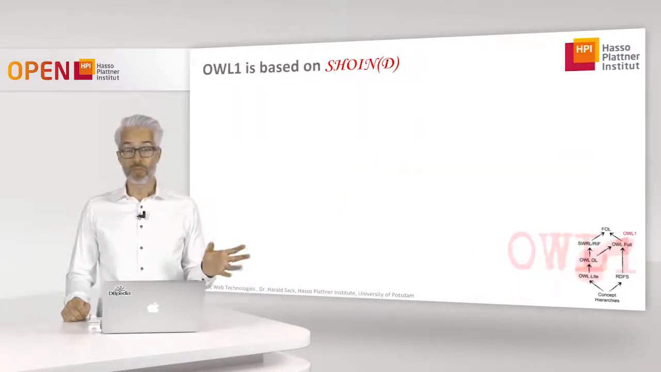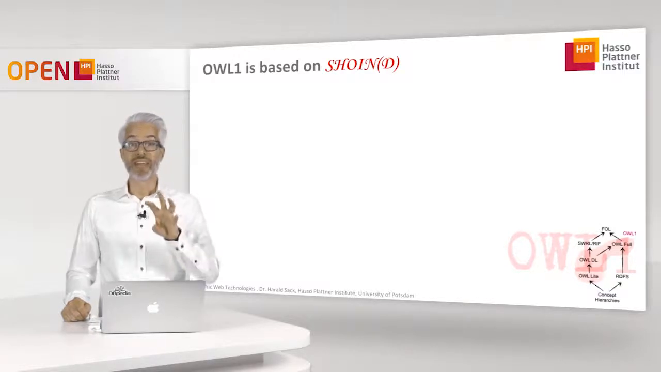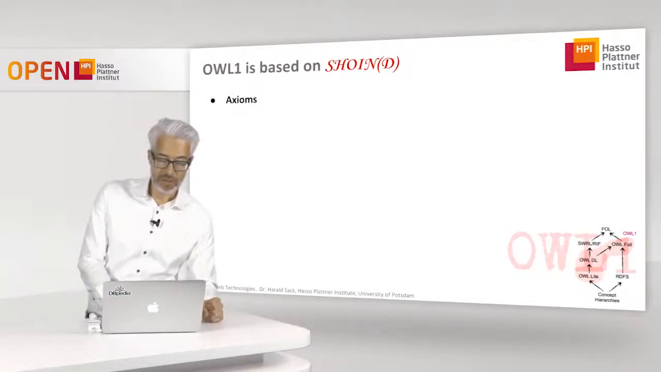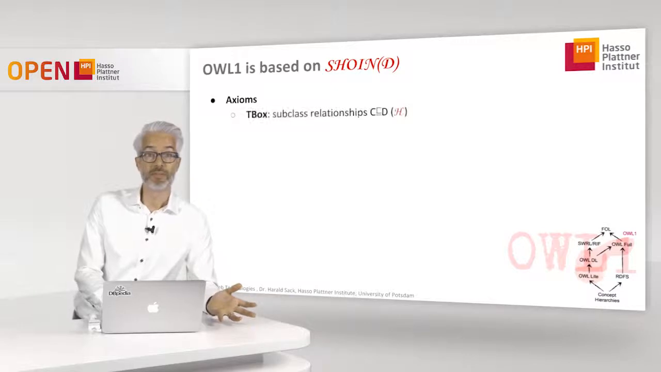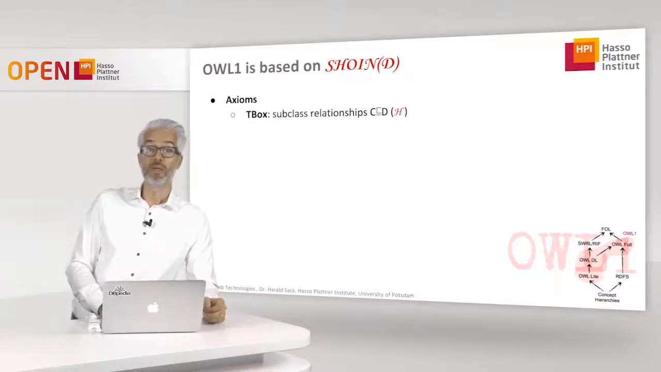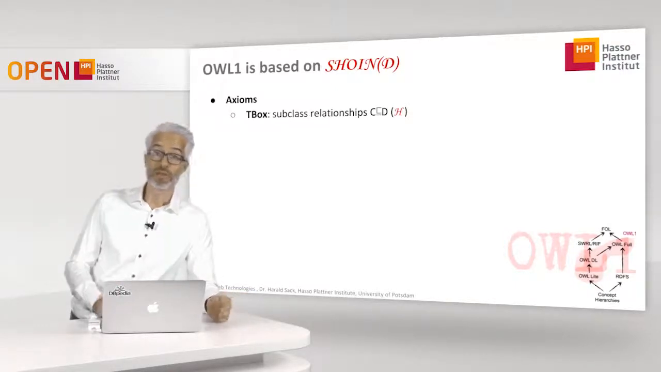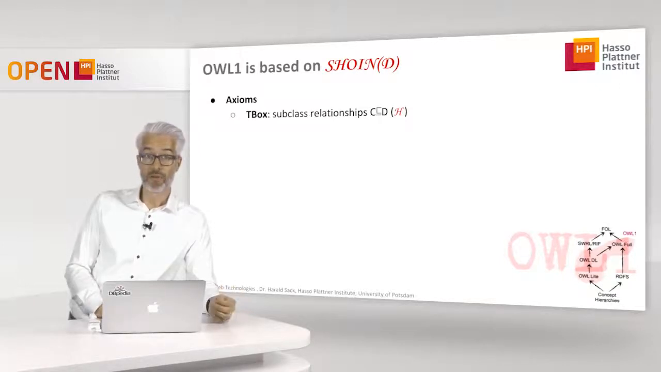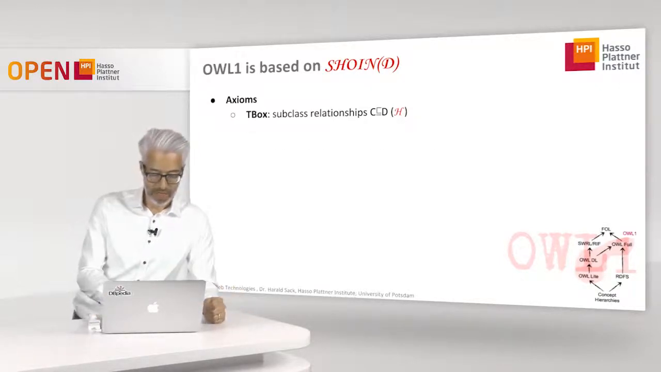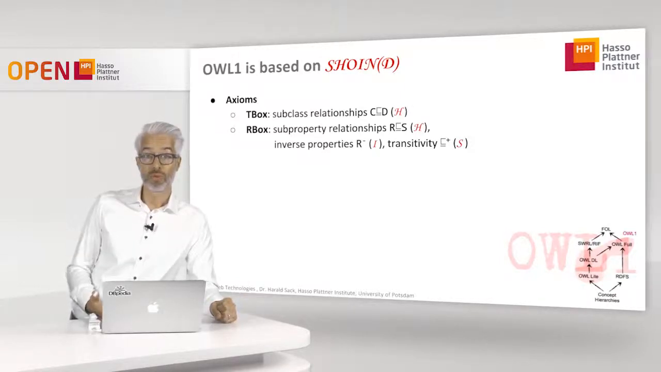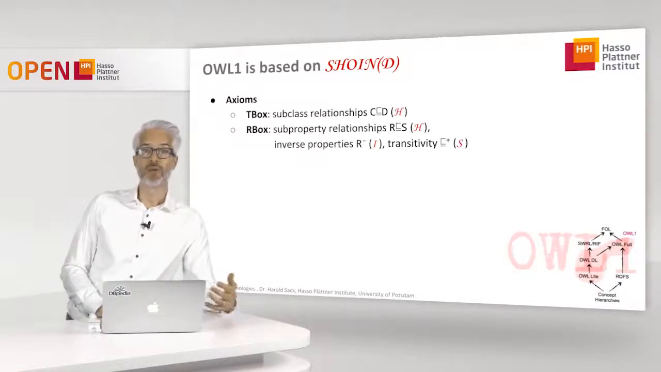OWL2 is a little bit more complicated, but first let's have a look at what the characters in the name SHOIN(D) really stand for. First let's have a look at the axioms in knowledge bases of SHOIN(D). In the T box, in the terminological knowledge, we can express subclass relationships. So C is a subclass of D, and with this you can express hierarchies, therefore you have the letter H in your name. Then in the R box, which is the knowledge about roles, so for properties, you can have subproperty relationships. Again, for this stands the letter H. And you can define inverse properties.